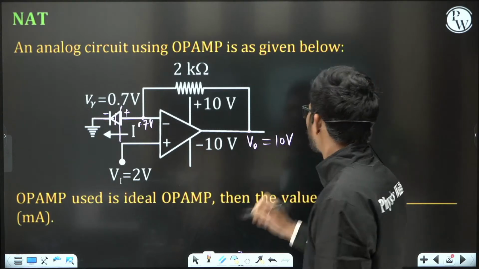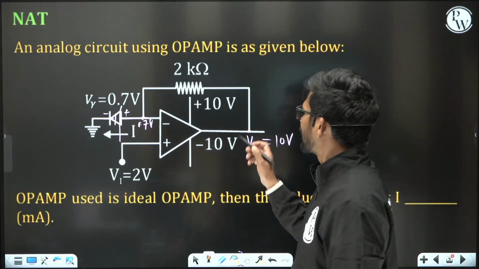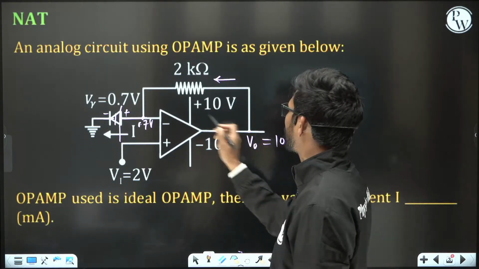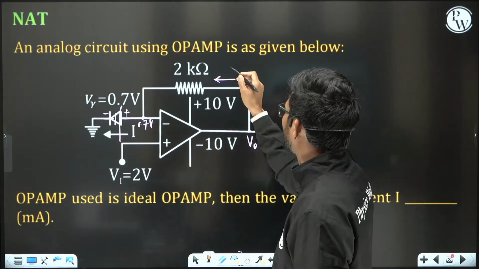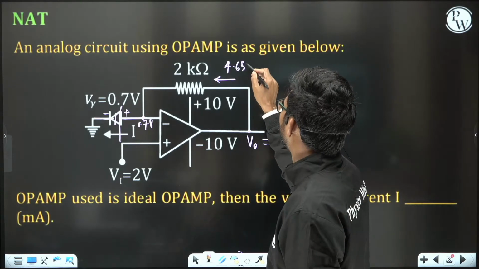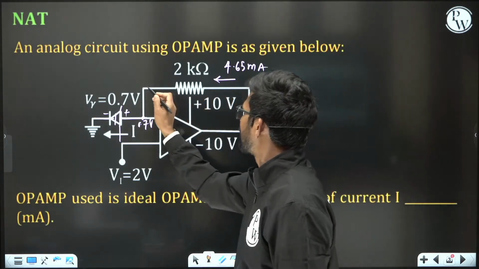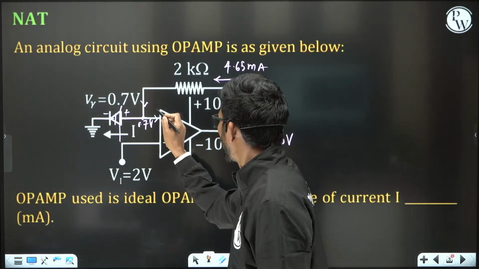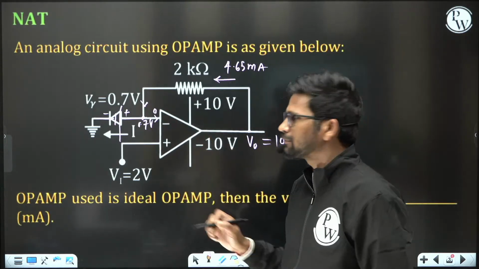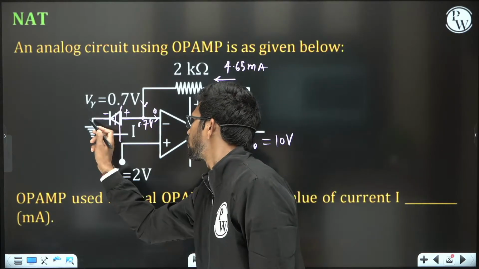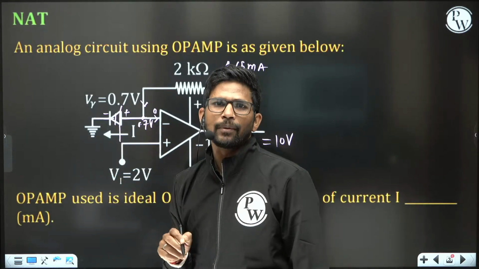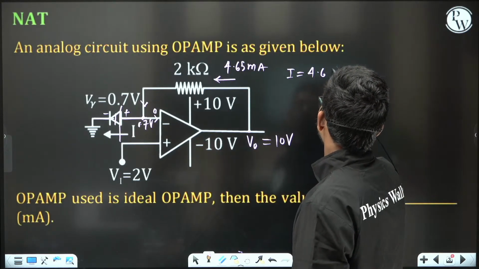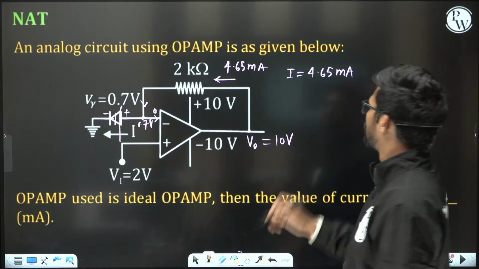Output is 10 volt. And now the current through this 2 kilo ohm resistance will be, this is 10 volt, this is 0.7 volt, 10 minus 0.7, 9.3 upon 2, that is 4.65 milliampere. Current is going in this direction, and since the op-amp is ideal, no current is going to the negative terminal, so all the current will flow through the diode. Therefore I will be equal to 4.65 milliampere.